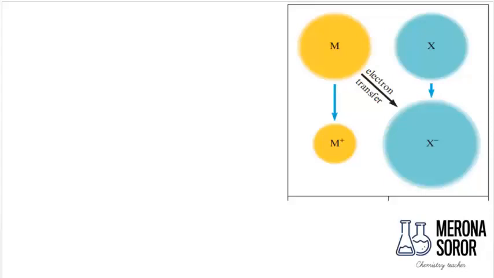As an example, if we have a chemical reaction between two elements, M and X, what will happen when one or more electrons are transferred completely from element M to element X? M will change into a positive ion, but X changes into a negative ion. This is the redox reaction.